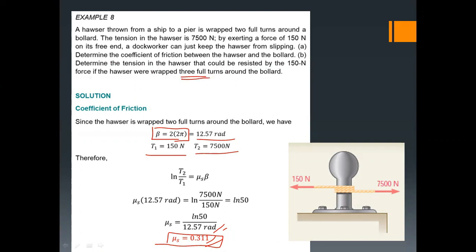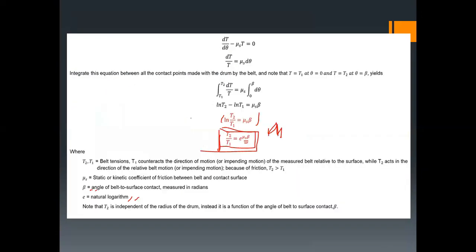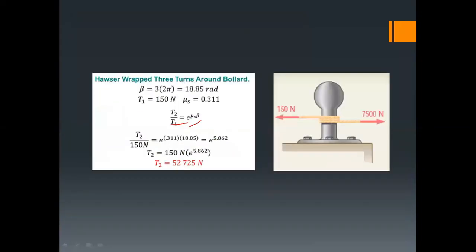So, kanina hinahanap natin yung friction natin. So, we could use that friction dun sa ating formula na T2 over T1 is equals to natural logarithm raised to our coefficient of friction times our beta. Okay? So, 3 turns daw. So, 3 times 2 pi lang yun. And then, tension natin na 150.